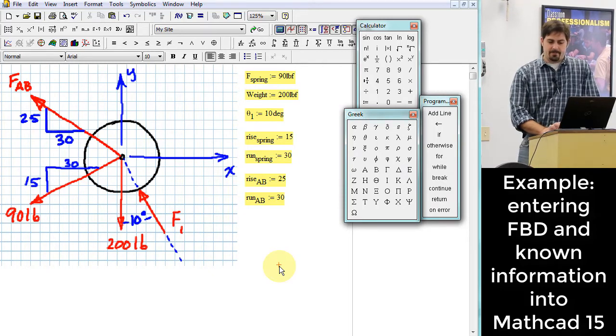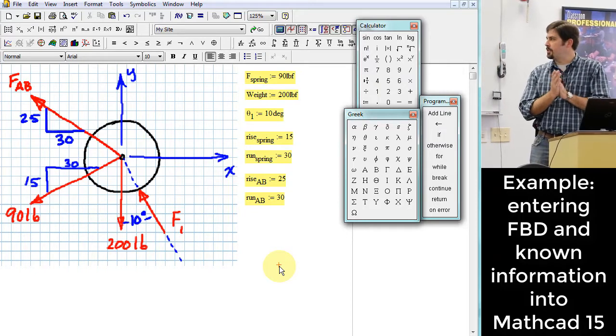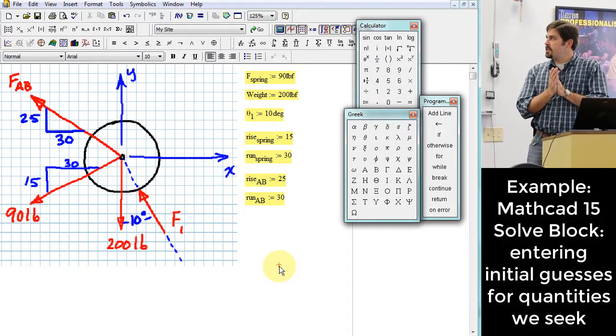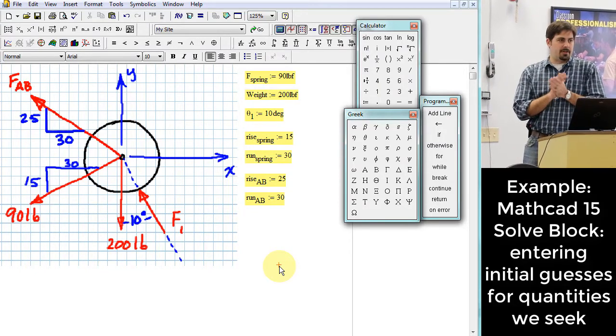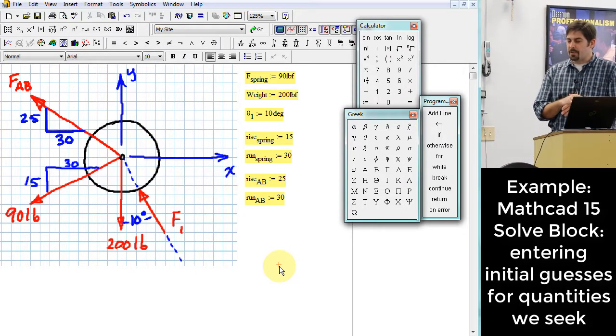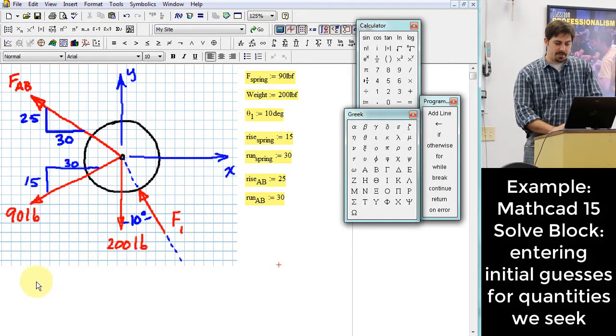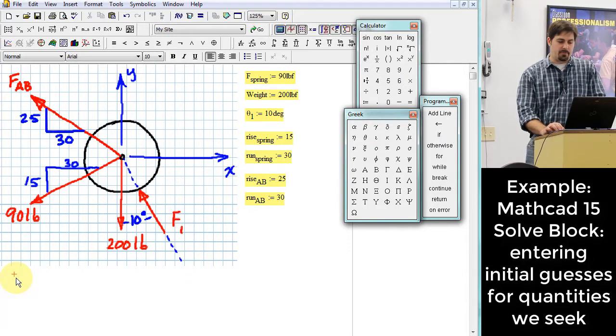All right, now what? Well, I'm going to teach you a new method. We're going to do something a little different today. I'm going to teach you something that's called a solve block. Solve blocks are really nice. They are ways that you can solve systems of equations. You can even solve systems of nonlinear equations using solve blocks, which is a really nice thing.